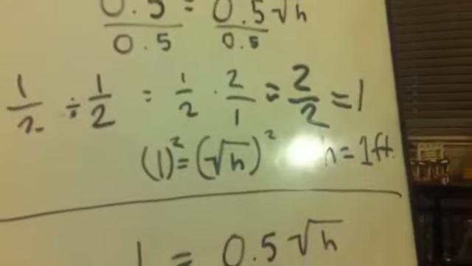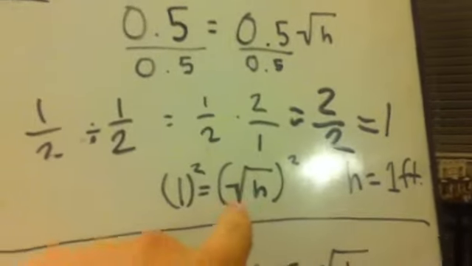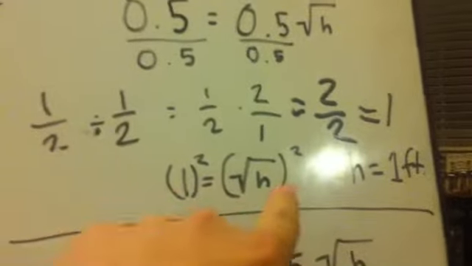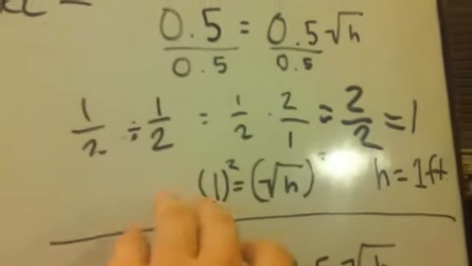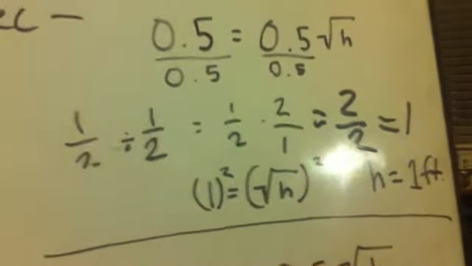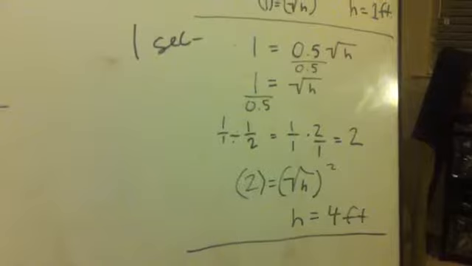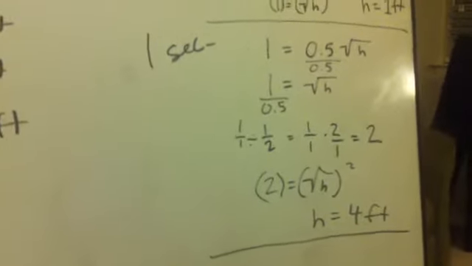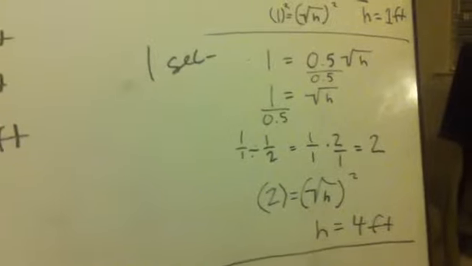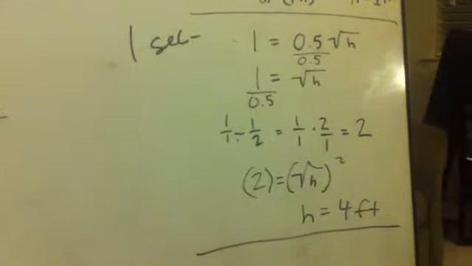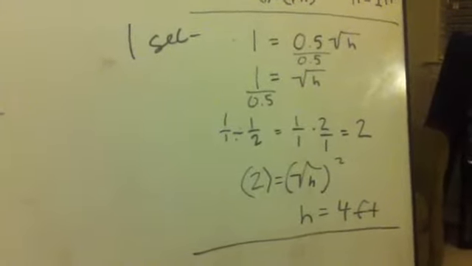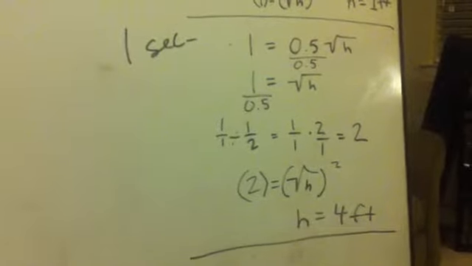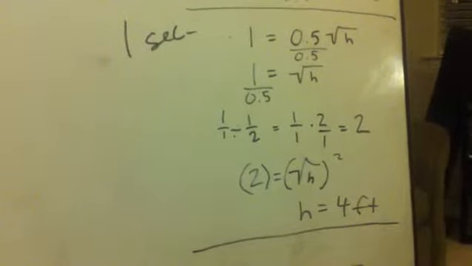So after that, you want to get rid of the square root, so you square it on both sides to get rid of it. And 1 times 1 is still 1. So the height after 0.5 seconds is 1. Now we're going to see what the height would be in 1 second. So 1 equals 0.5 times the square root of h, and you divide by 0.5. And then 1 over 0.5 equals the square root of h.